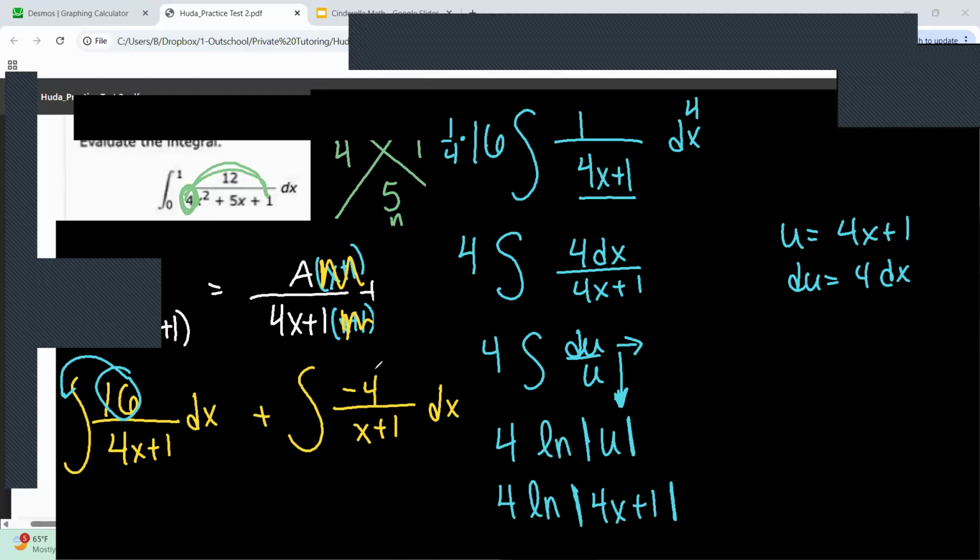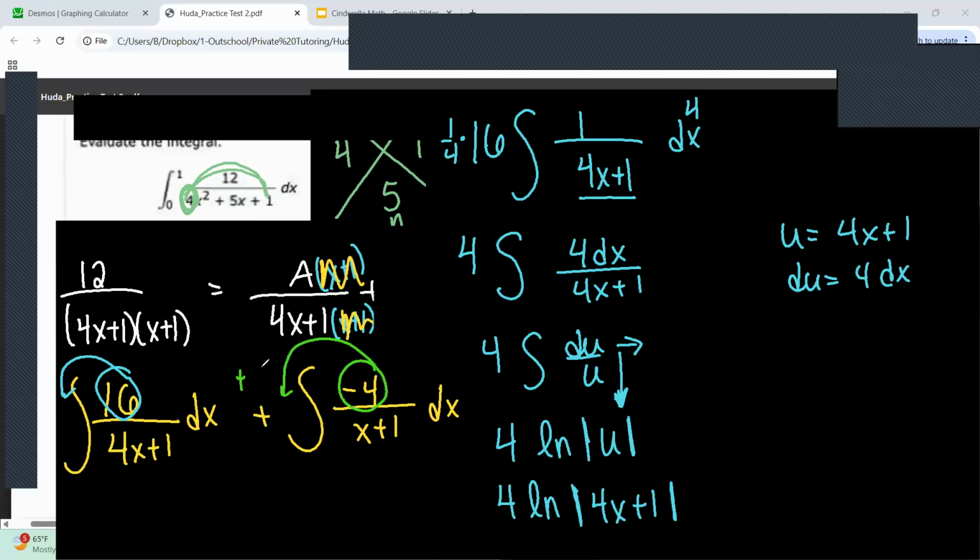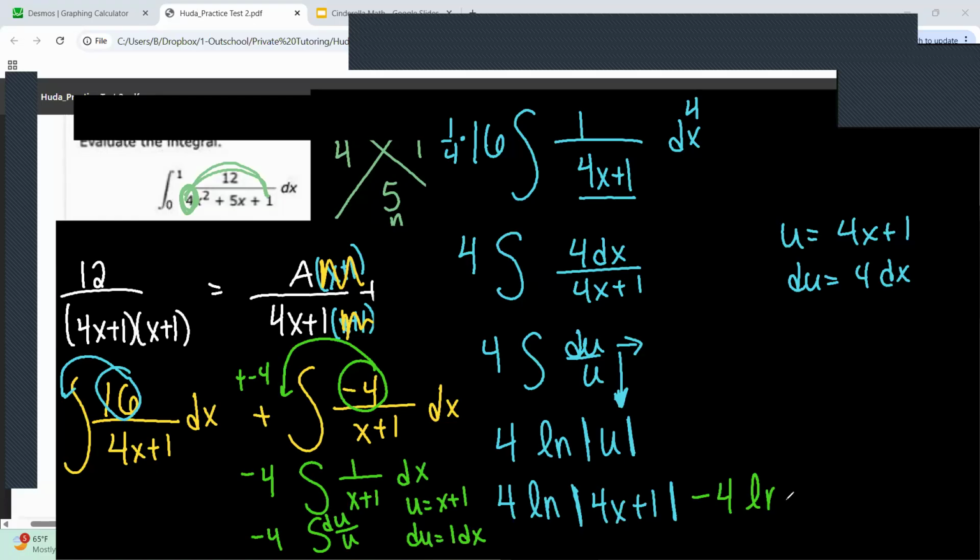Okay, let's mess with the second one. So I'm going to remove the negative 4. So it's really plus negative 4, but that's just minus 4. It looks better. And then we have 1 over x plus 1 dx. Again, if you let u be x plus 1, du is 1 dx. So this is now negative 4 du over u. That is the same. So this is going to be negative 4 natural log of that bottom, which is x plus 1. And we are going from 0 to 1.